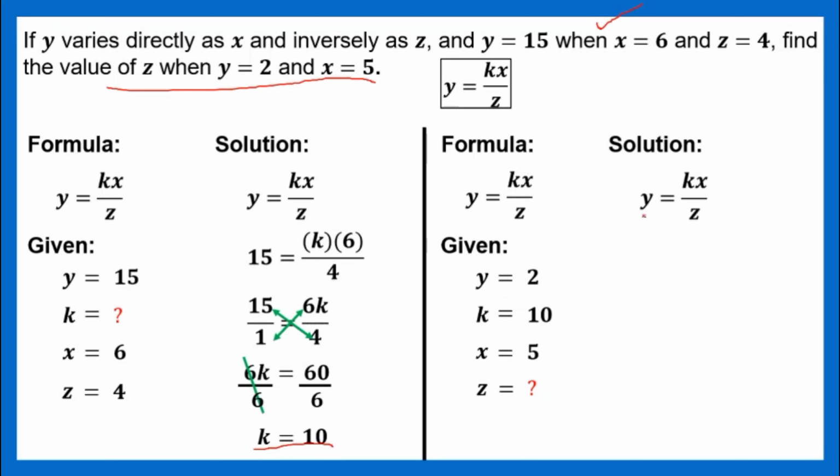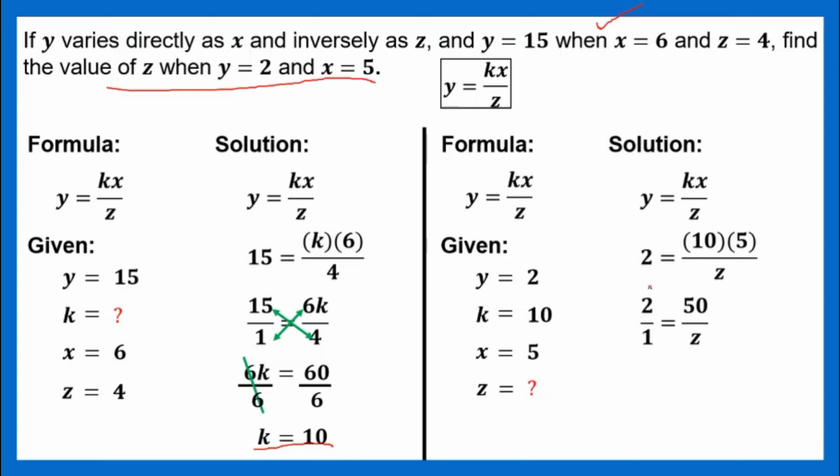Then, substitute natin. Yung y naging 2, tama. Yung k naging 10, tama. Yung x naging 5, tama. Yung z naging z. Diyan lang yan. Now, ang 10 times 5, ito times ko muna. So, that's 50. Tapos yung 2, nagagawin kong 2 over 1. Ayan. So, 2 over 1 is equal to 50 over z.